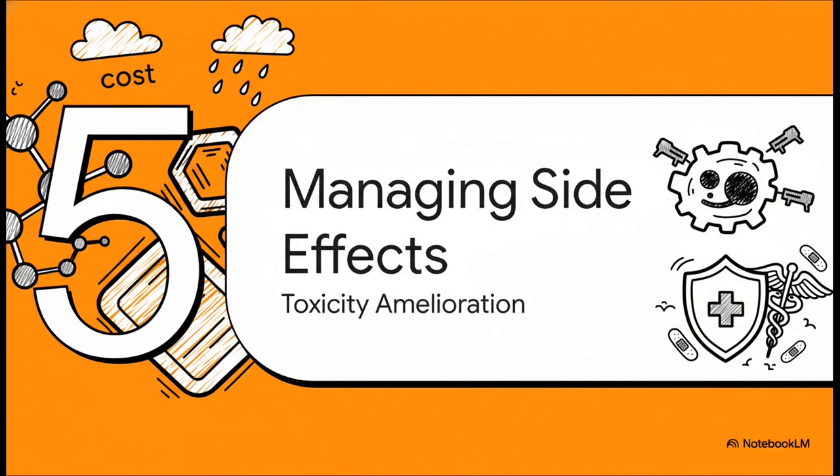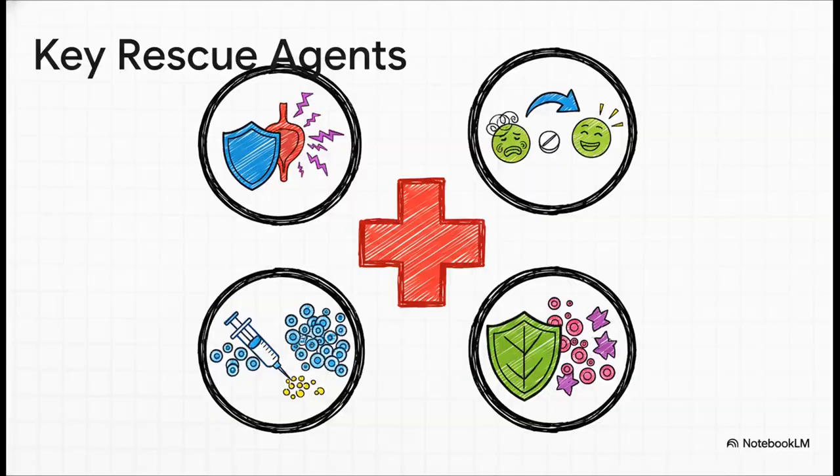Now, we've talked about all these powerful drugs, but using them always comes with a cost. There's always going to be collateral damage. So managing the toxicity, the side effects, is just as important as killing the cancer itself. And to manage all this, we have our key rescue agents. To protect the bladder from a particular drug, we use Mesna.